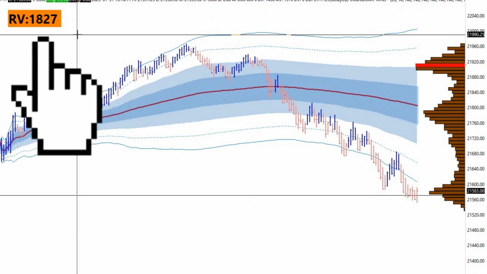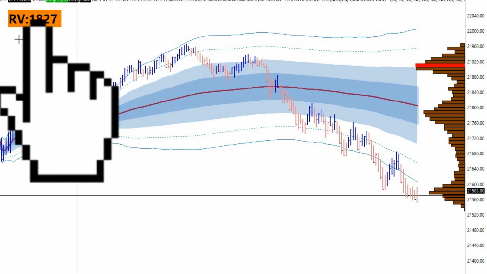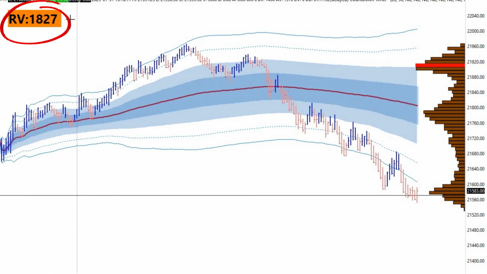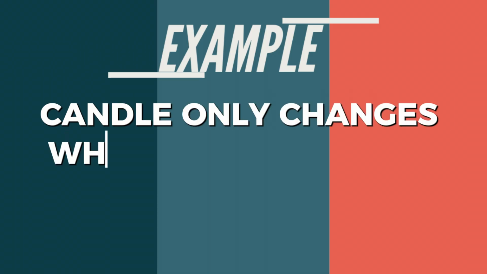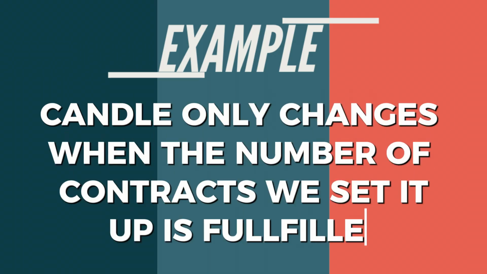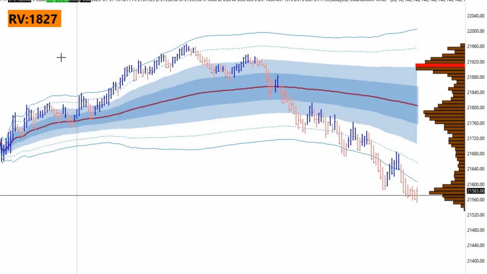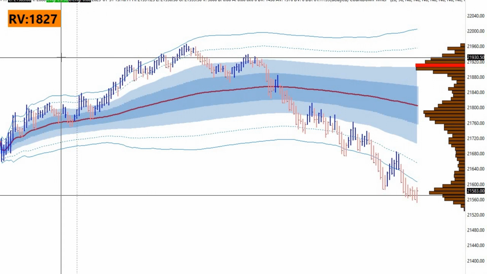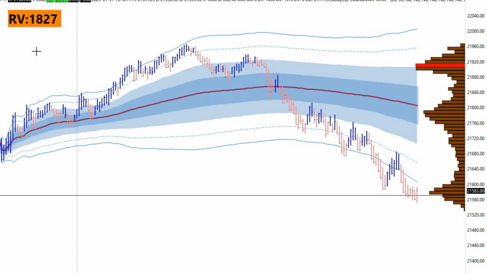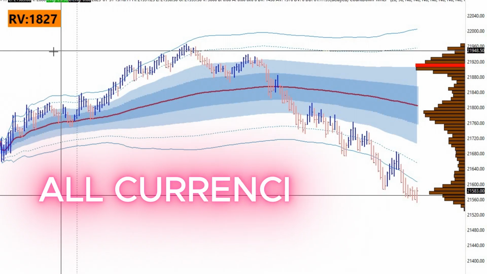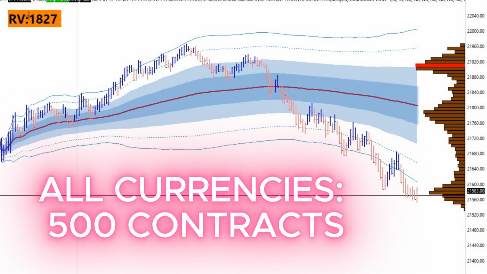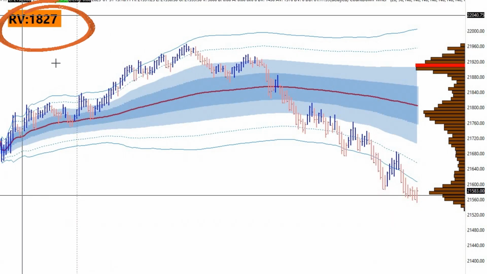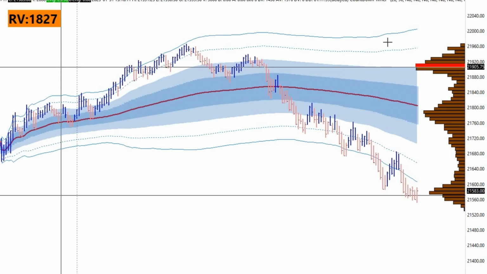RV stands for remaining volume, and these are the contracts for each candle from when it opens until it finishes. For example, I can set it up to 4,000 contracts, 5,000 contracts. It only depends on the asset that you are trading. For example, currencies have less volume, so you need to set it up to 500 contracts, because this is too much for currency pairs.